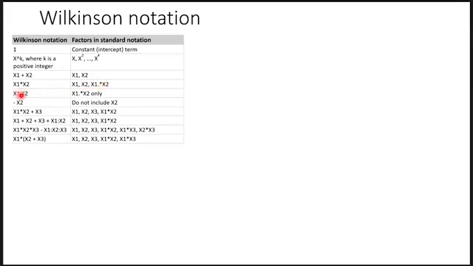If you only want the interaction, which in most cases you will never only want, you have to do x1 colon x2. Okay, so it only gives the interaction. If you do minus x2, it removes x2. So for example, we can do x1 star x2 minus x2. Okay, and then we'll get x1, x2 will be removed, but the interaction effect will be saved. Okay, and these are all kinds of different examples of how you can add them.